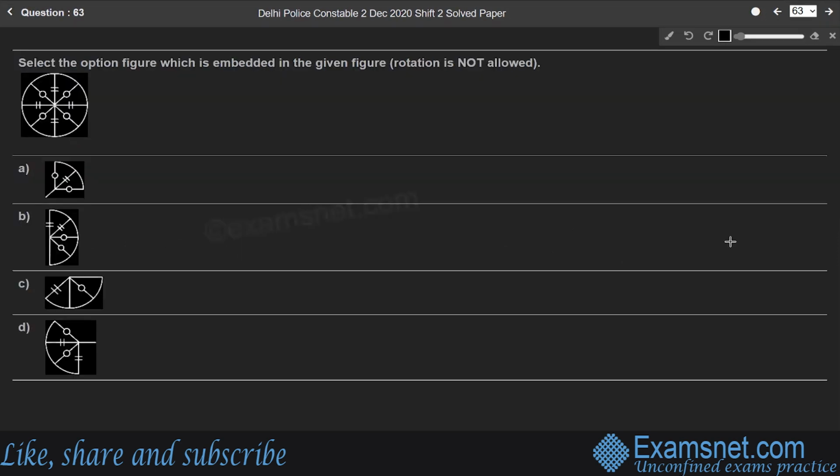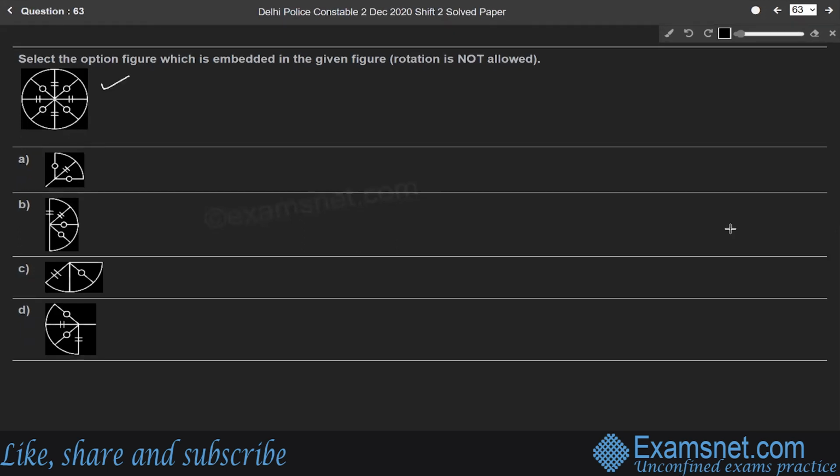Question 63. Select the option figure which is embedded in the given figure. Rotation is not allowed. Here, look at the given figure where the equality sign or the parallel sign is present on the vertical and the horizontal lines, right? Whereas the circular symbol is present on the tilted lines.